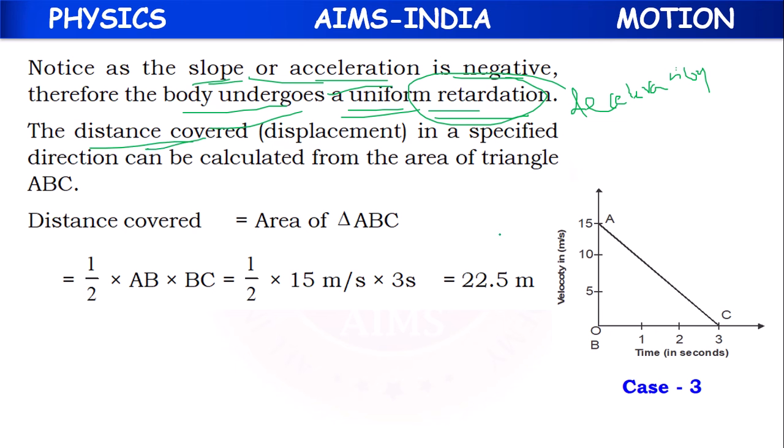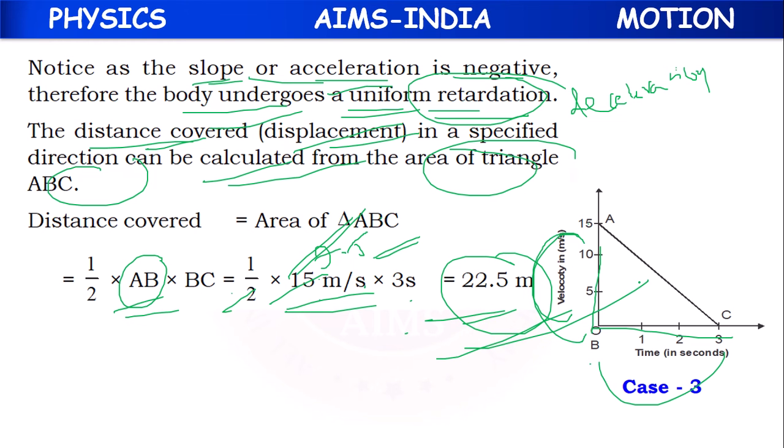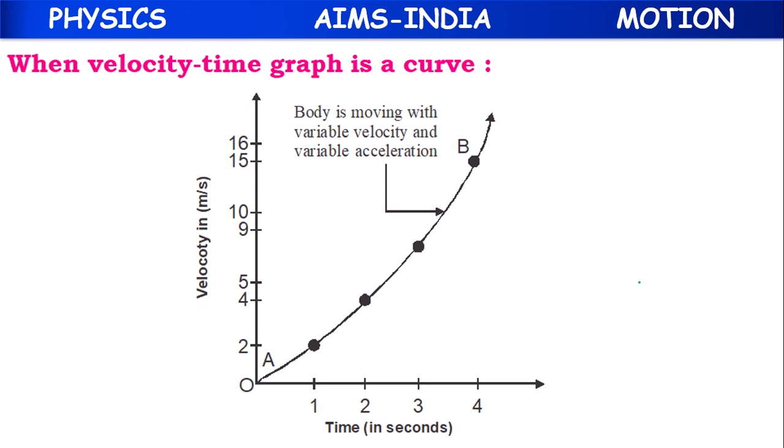So the distance covered in specified direction, which means displacement, is given by area of triangle ABC. So half into AB into BC. So half into AB value. While calculating AB value, only the magnitude is enough. 15 to 0, difference is 15 units. No need to take minus 15 here. So BC, 3 seconds. So half into 15 into 3 seconds. So 7.5 into 3, 22.5 meter. So this is about third case.